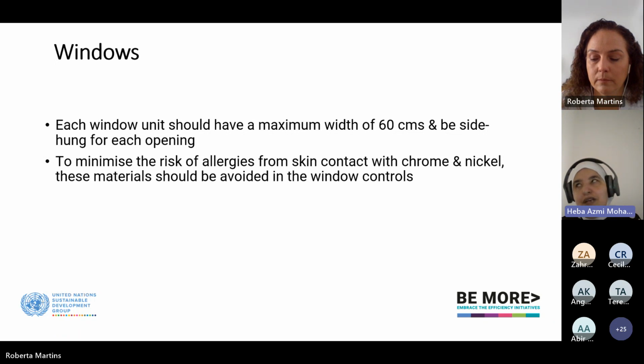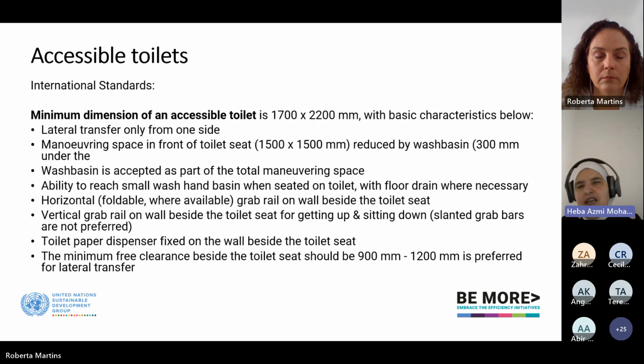Windows are also another element to consider. Each window unit should have a maximum of 60 centimeters for a side hang from each opening. And you also have to consider the height of the window, to enable persons with physical disabilities to use the window like everyone else, and to minimize the risk of allergies from skin contact with chrome and nickel. These materials should be avoided on the window controls. Next slide, please.